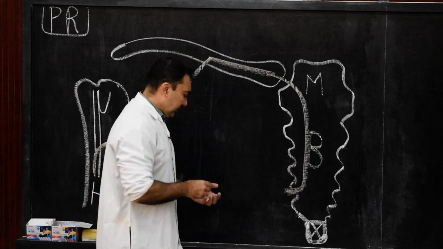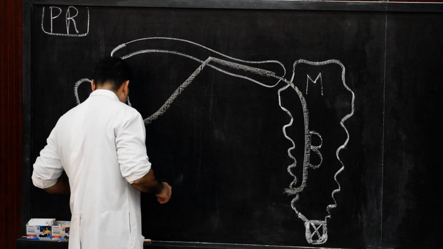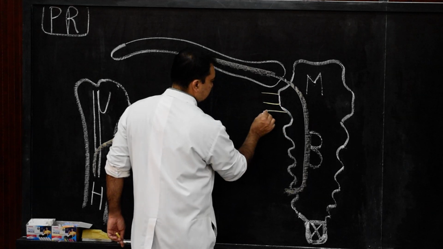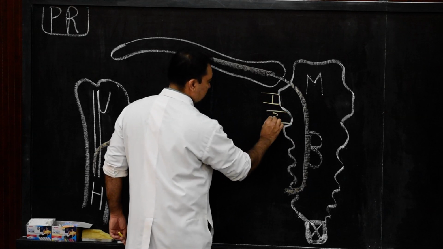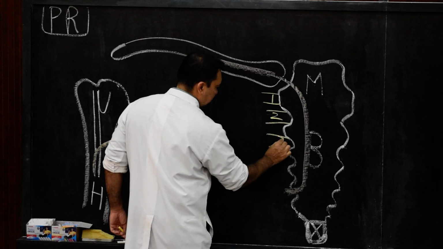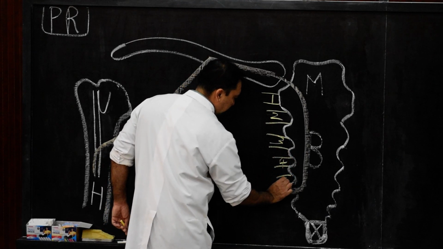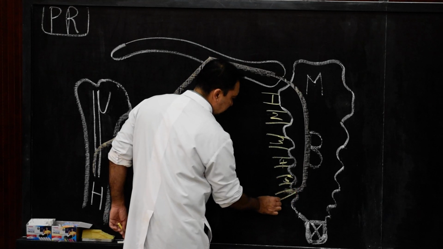In addition to that, if I draw over here, these are the costal cartilages. So 1, 2, then 3, then 4, then 5 and 6.